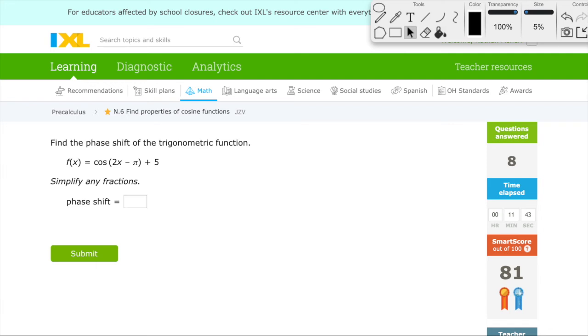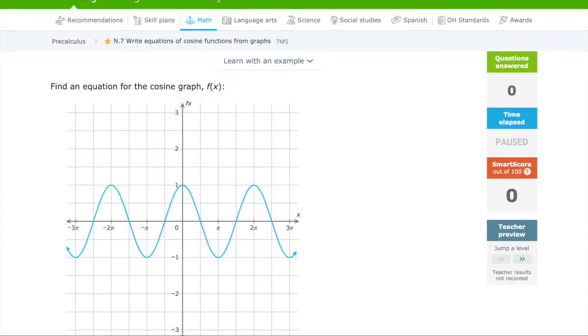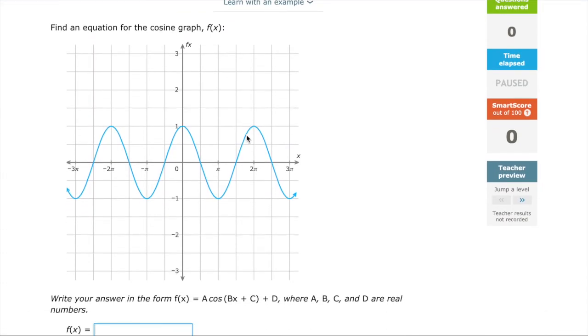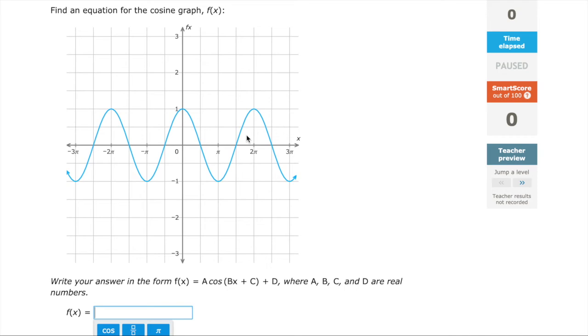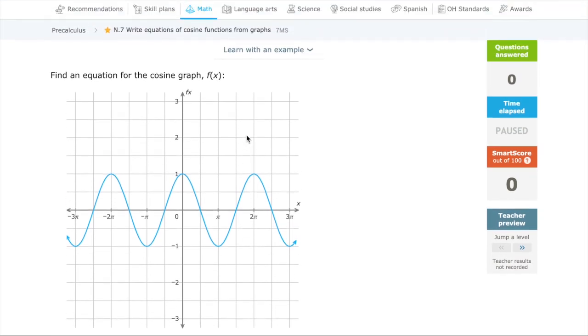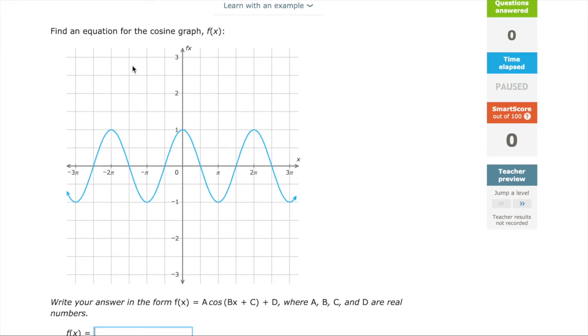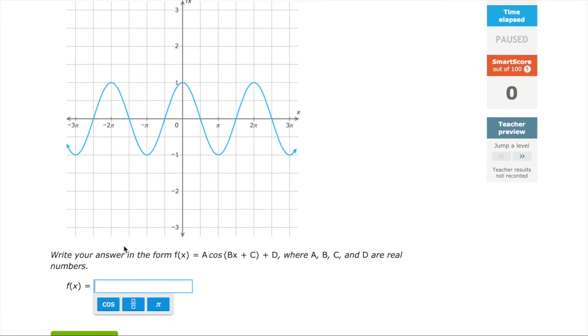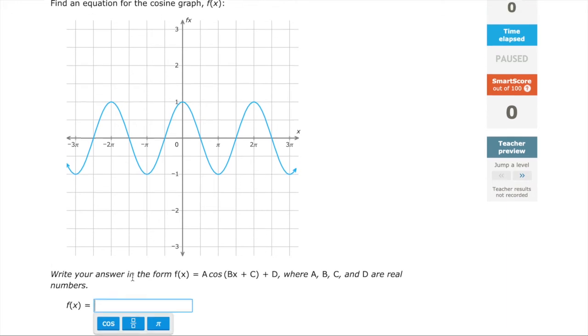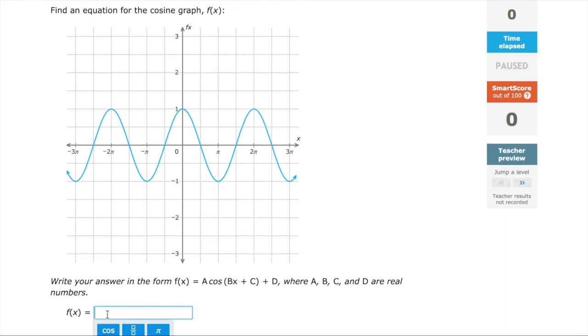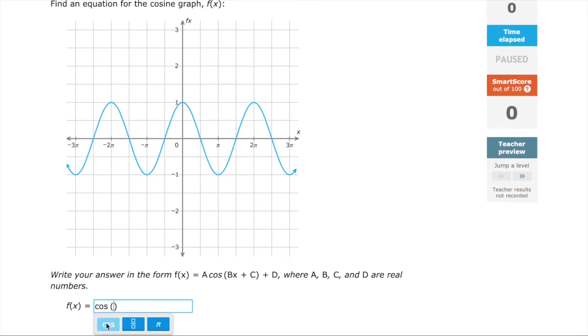Okay, so that covers, I think, everything that you might see, at least an example of each for N6. N7, find an equation. So you're making the equation this time, so it's like the tail end of the other one. If you understand the tail end of N6, N7 should be doable. This actually starts you with, I believe this is going to be true for everybody, just the base version of cosine, which is what we were just talking about in the previous IXL.